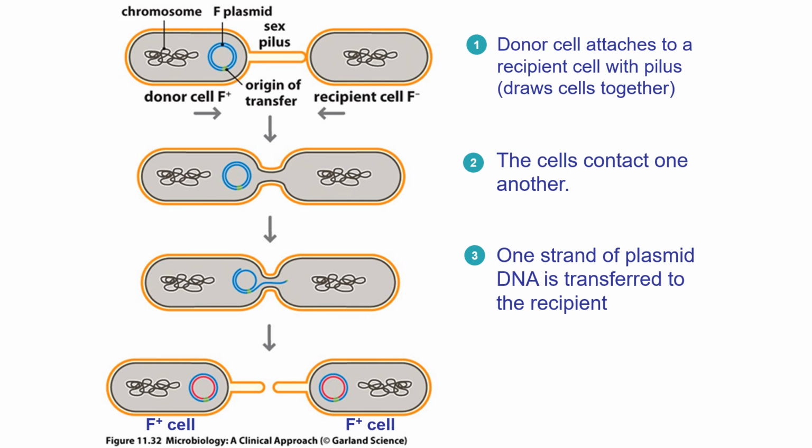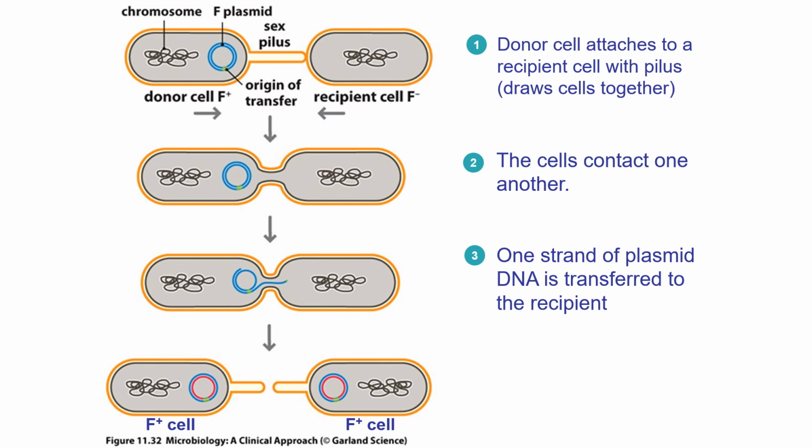Once this happens, the F plasmid in the donor cell is going to unravel. Remember, DNA consists of two strands. So one strand is going to be passed through that bridge over to the other cell.